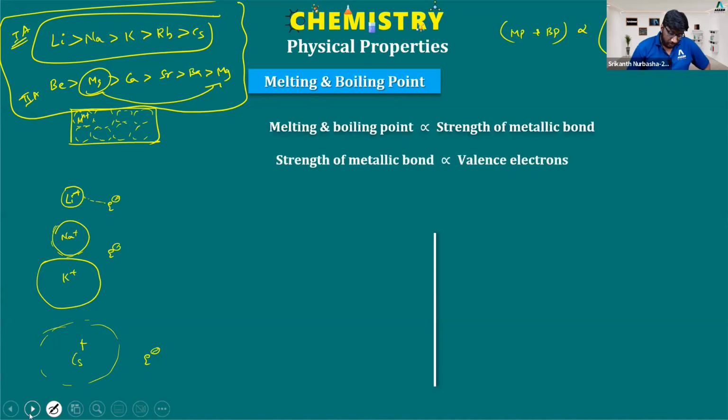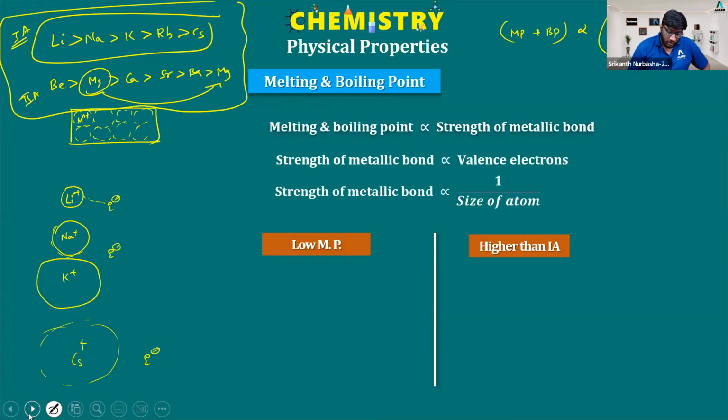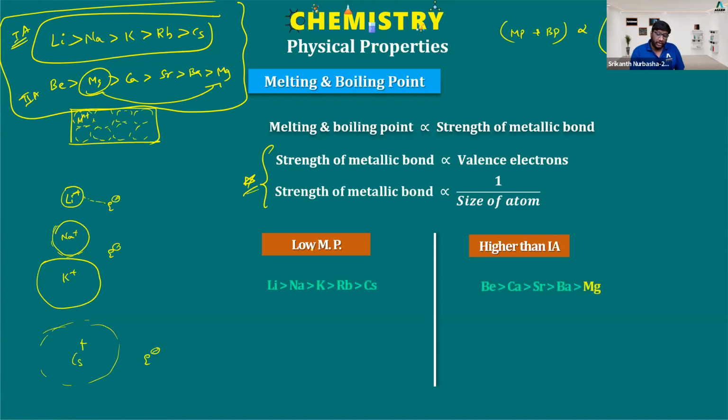So metallic melting point and boiling point are directly proportional to the strength of the metallic bond. The strength of metallic bonding is directly proportional to the number of valence electrons, because those are the free electrons in the crystal lattice structure, and also inversely proportional to the size of the atom. So 2A has a low melting point compared to 1A... higher than 1A. Lithium greater than sodium, greater than potassium, greater than rubidium, greater than cesium.